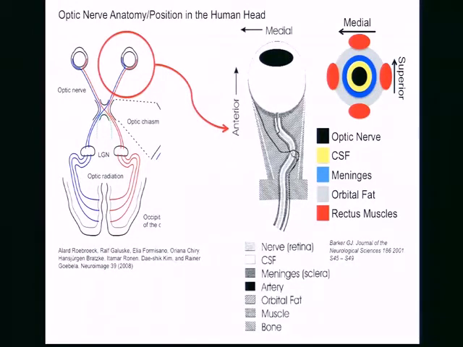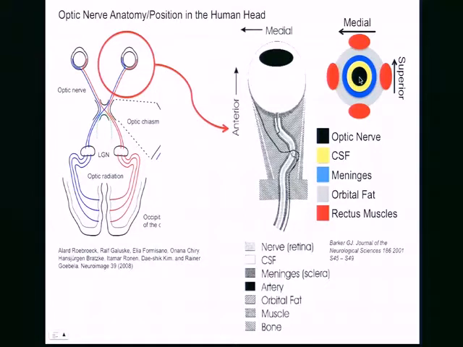Outside that, it's got some meninges, and it has orbital fat, and then it has muscles that raise and lower the eyeball, called the rectus muscles. Outside of that, obviously, we have your orbit, which is a big bone. So it's kind of just growing in complexity as we get further and further out. But our target here is to be able to obtain information about this guy.